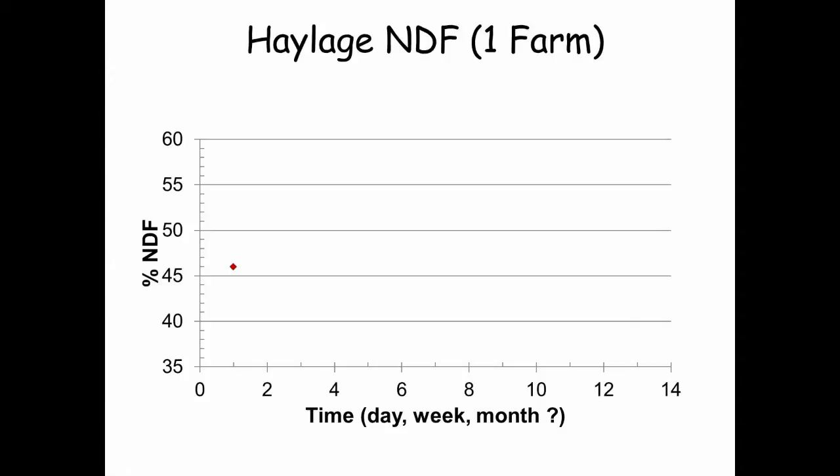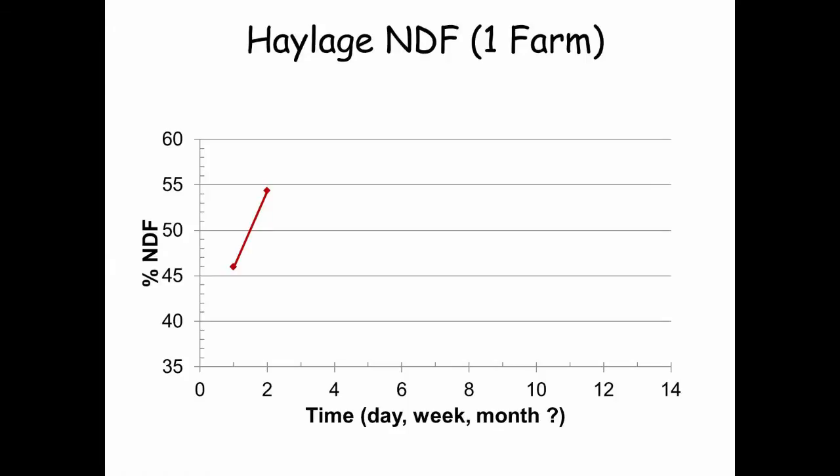But here's an example of farm data. We go out and sample, in this case, haylage, and we analyze NDF. And we get a number, 45% NDF. Then you go back to that farm after a certain period of time and take another sample. And in this case, it changed appreciably from almost 45 to almost 55%. And what you need to think about is, why did it change?